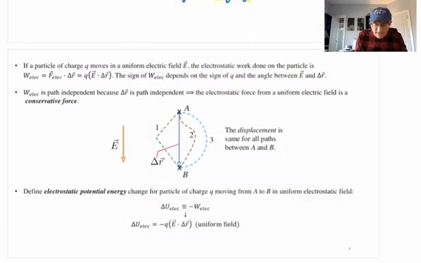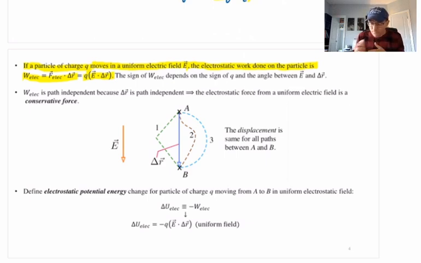Next idea. If a particle of charge Q moves in a uniform electric field E arrow, the electrostatic work done on the particle is W electric equals F electric dot delta R. For the F electric, use Q times E. You can factor the Q and write it like that: Q times E dot delta R. That's a nice handy formula for the work done in a uniform electric field on a particle of charge Q.